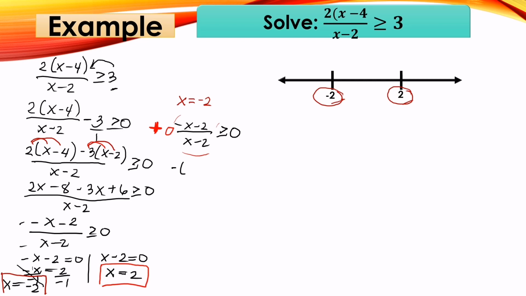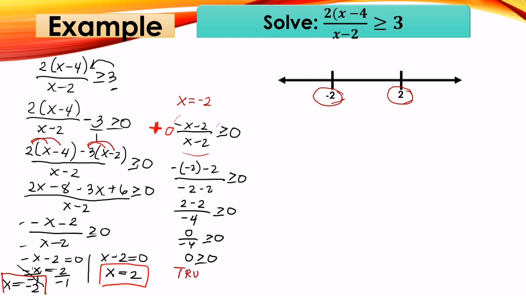So, negative times negative 2 minus 2 over negative 2 minus 2 is greater than or equal to 0. So, this is positive 2 minus 2 over negative 4 is greater than or equal to 0. So, 2 minus 2 is 0. So, 0 divided by negative 4 is 0, is greater than or equal to 0. Ibig sabihin, the condition is satisfied. That's why this is true.